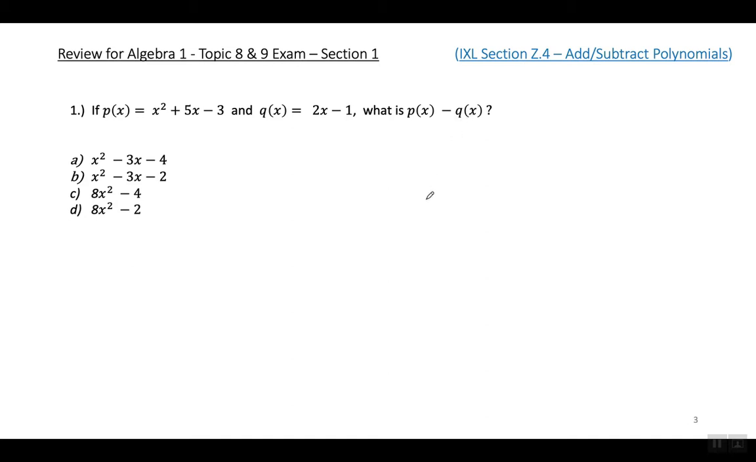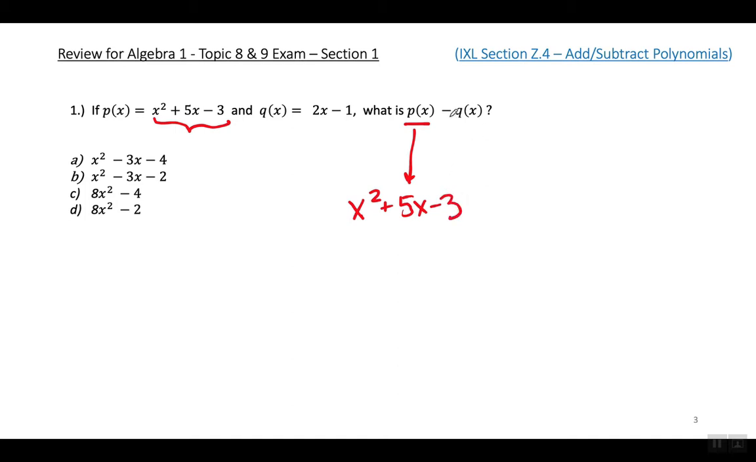This is a very simple problem, and this type of question comes up on the Algebra 1 EOC. It's very easy. Let me point out the only thing you got to watch out for. First, let's make sure you understand what it means. All you're doing is substituting. What is p of x? It says here p of x equals this. All right, so p of x is x squared plus 5x minus 3.